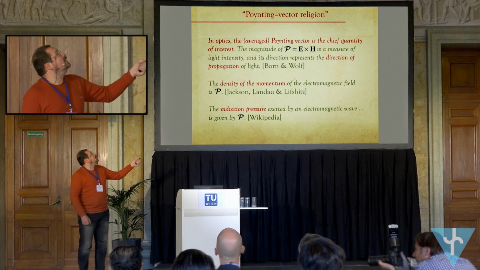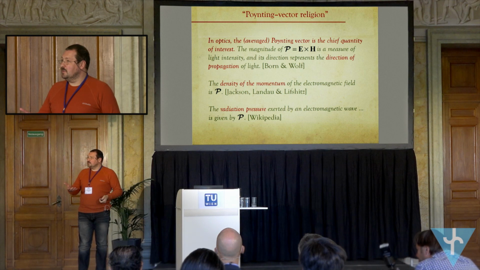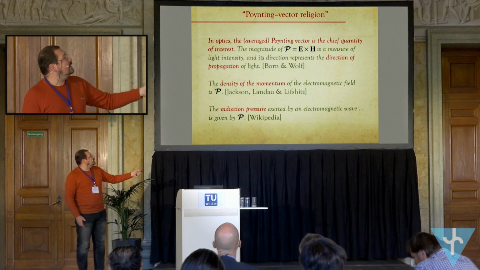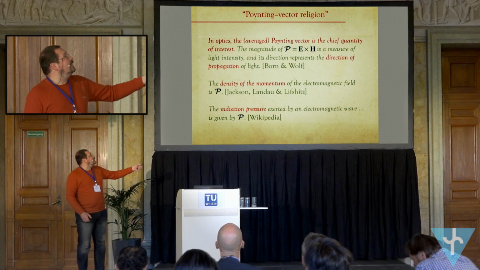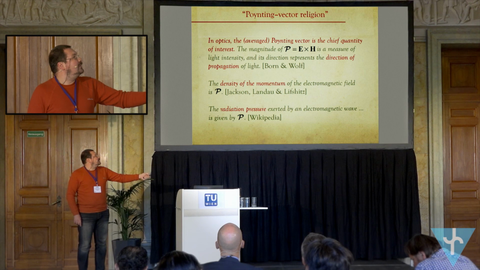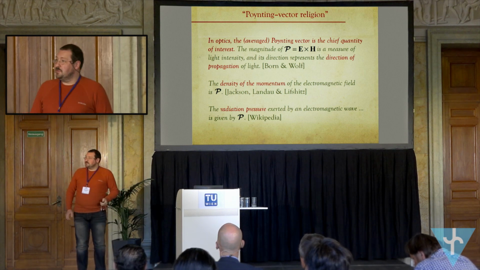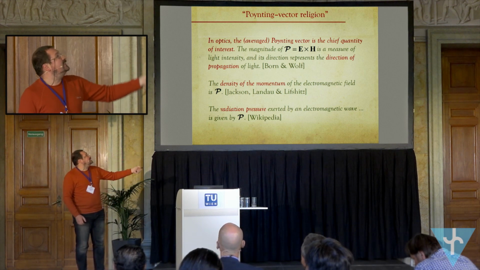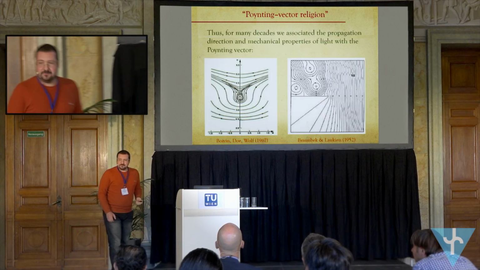But okay, direction of propagation, momentum density, how do we measure this Poynting vector? How do we measure momentum? And even in Wikipedia, the answer is radiation pressure. We believe that the radiation pressure exerted by an electromagnetic wave on some matter probe is given by the Poynting vector. And in fact, I would like to show you that all these three statements are incorrect in the general case.